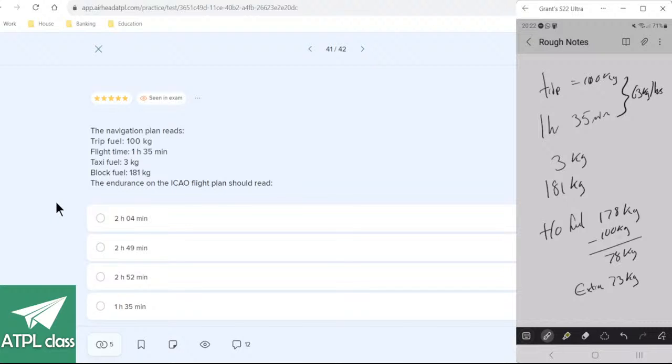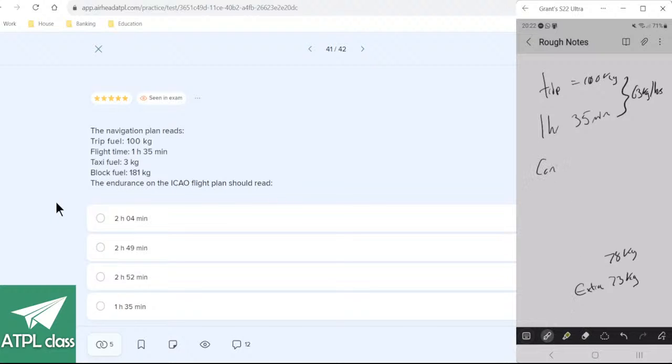So our extra fuel on board, and our contingency fuel, I suppose. So yeah, 63 kilograms is our fuel burn. Flight times trip fuel, yeah. So 63 kilograms, we know that 5 kilograms of that is going to be contingency fuel. And 78 is the rest.